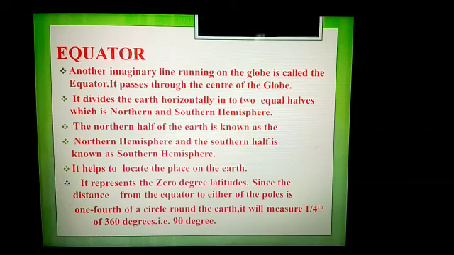It represents the 0-degree latitude, since the distance from the equator to either of the poles is 1/4 of a circle round the earth. It will measure 1/4 of 360 degrees. That is 90 degrees.